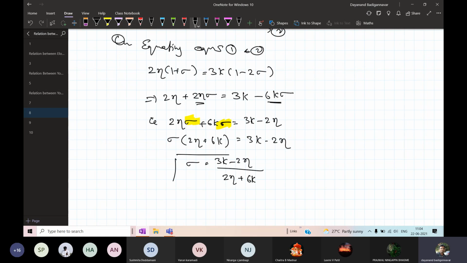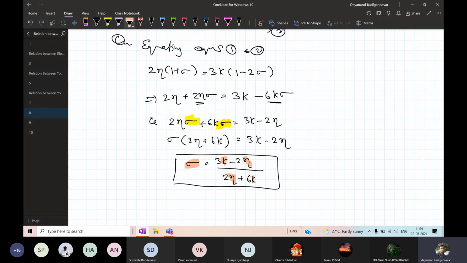So this is the relation that is existing between k and eta through the relation sigma. So this is the one relation that you should remember.